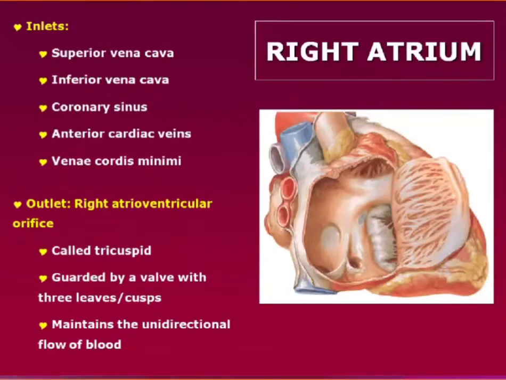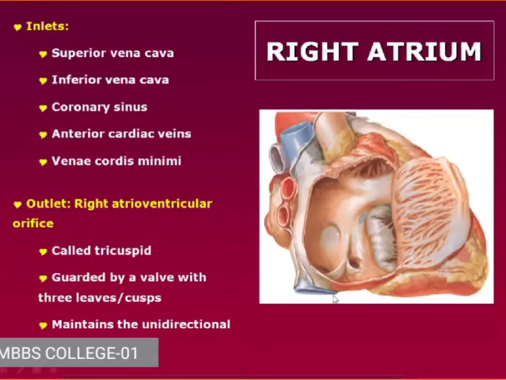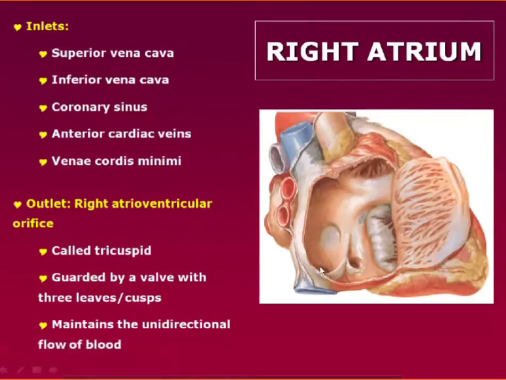So what are the openings of the right atrium? What are the veins which are opening into the right atrium? The first and foremost is the superior venae cava, which is getting its blood from the head and neck region. The second one is the inferior venae cava, opening into the right atrium. And the third one is the coronary sinus.